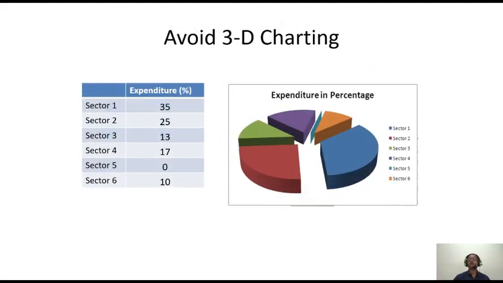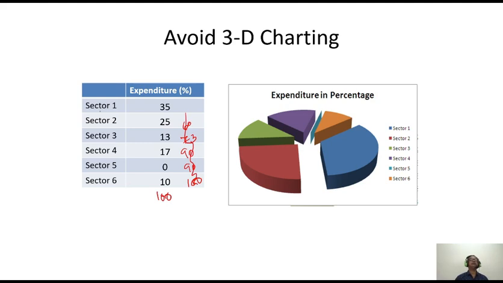Let us go to the next slide. Now you see, this is a pie diagram. There are different sectors and these sectors represent expenditure. Total expenditure, I think 35 plus 25, that is coming out to be 60. So this is 60 and this is 73. Then this is 17, so this is 90, yes, 100%. So the total I can write here as 100%.